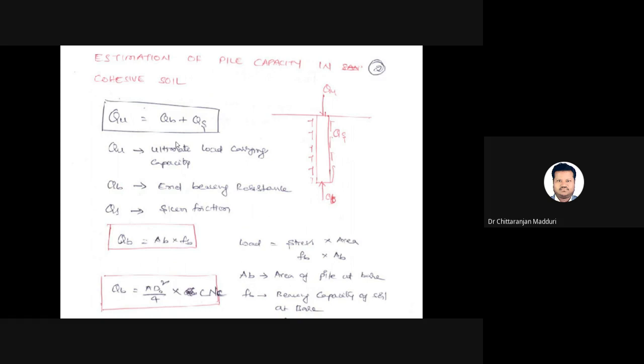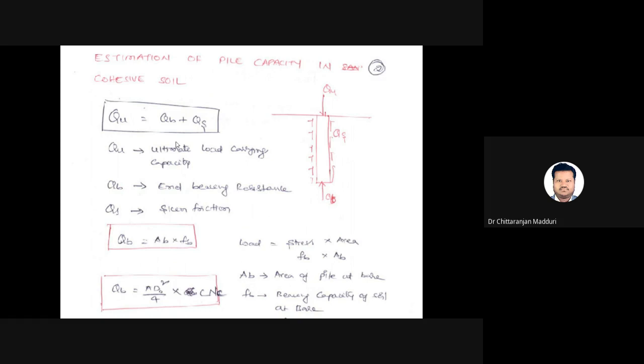So the ultimate load carrying capacity of the pile is equal to the load shared by the bottom tip of the pile and the load shared by skin friction. Qu is equal to Qb plus Qs. Qu is the ultimate load carrying capacity, Qb is the end bearing resistance and Qs is the skin friction. So Qb equals Ab into fb.